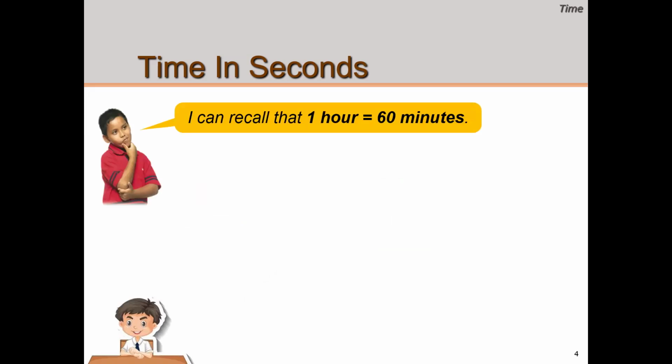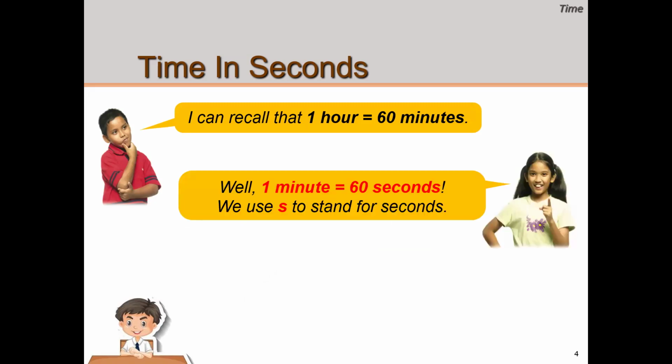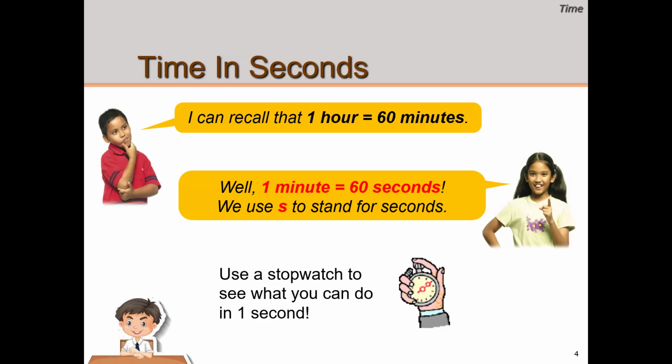Now I can recall that 1 hour is equal to 60 minutes, and 1 minute is equal to 60 seconds. We generally denote S for representing seconds. Use a stopwatch to see what you can do in 1 second. If you have a digital watch or a stopwatch at home, you can use it to see what you can do in 1 second.